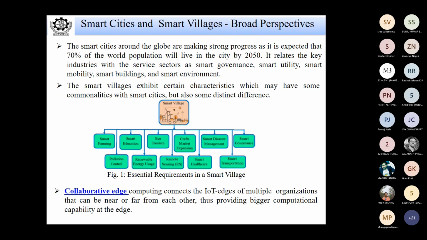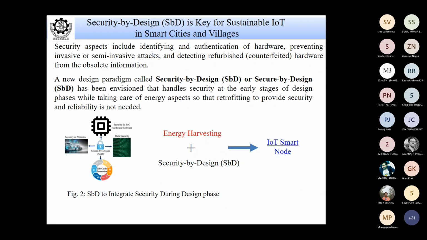requirement. Now, what is a smart village is of course a very common question, because smart city is something we read in the papers every now and then, and smart village is the same thing. But smart village means these are the requirements: smart farming, smart education, tourism, crafts, which come mostly from villages. Disaster management, this is a must. Governance again is required. Transportation, we may not have an airstrip, but at least whatever transportation, healthcare, renewable energy, and all these things will be there. Pollution control, etc.